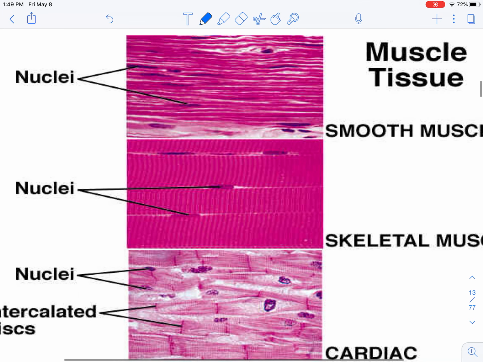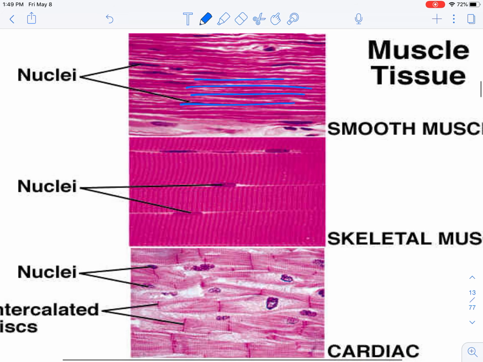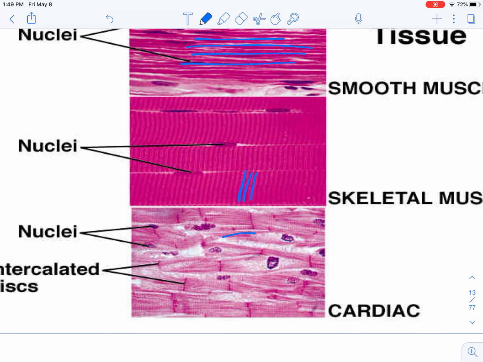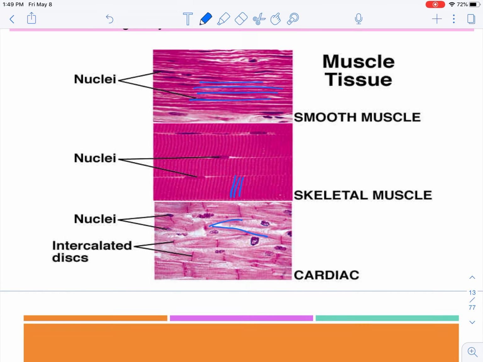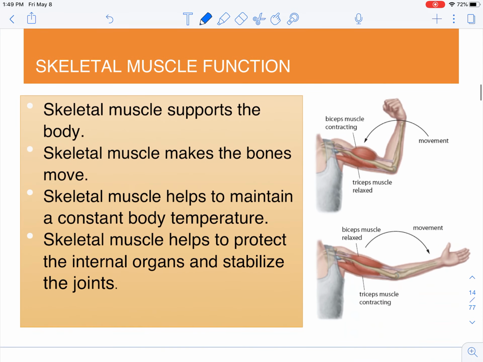Those pictures would be similar to what they would appear like under the microscope. Smooth ones kind of look like a smooth sheet. The skeletal ones have that striping, and cardiac have that branched look to them.